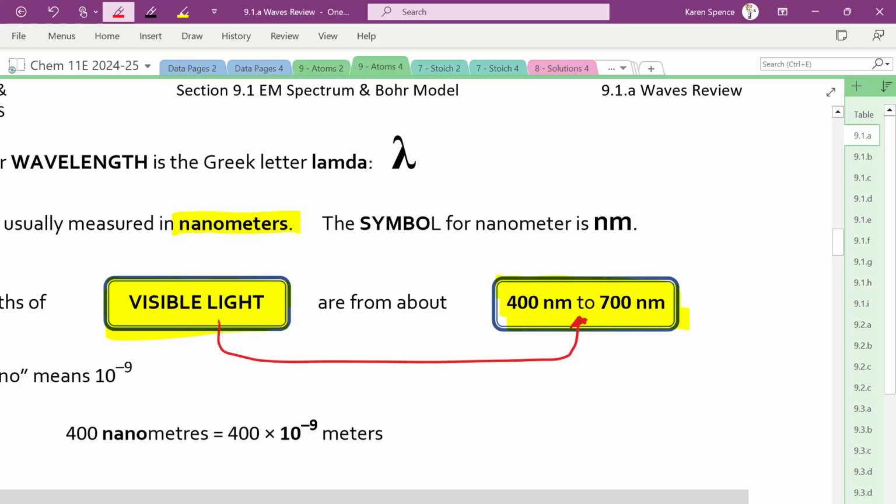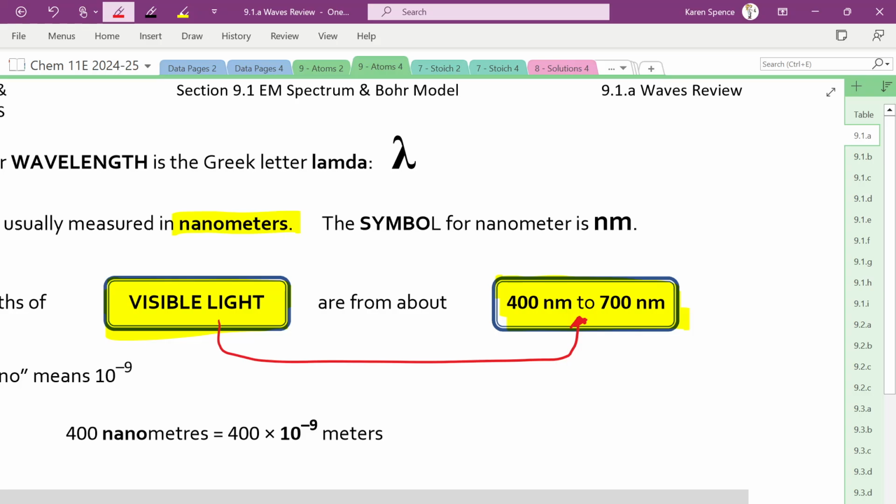4 to 7. So think, I go home. When do I get home? I get home around 4, and then maybe I do some homework till around 7, and then I have dinner. I don't know, that sounds a bit long, but you can just make something up so that you can remember it. Okay, so 400 to 700.